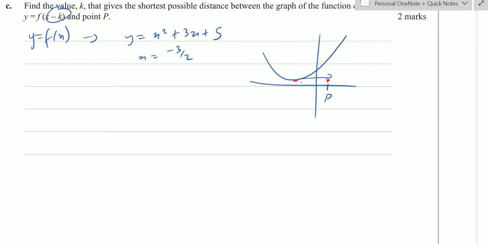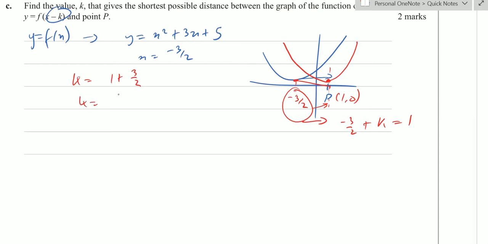So the turning point of the graph is not the closest to P yet, but we know if we translate it enough to the right that it will be the closest point to the graph. So that's why we use the x value of the turning point here. So -3 on 2. And then we just need to know how many units to translate it to the right so that the turning point is directly on top of P. So basically the point P is 1, 0. We want to make -3 on 2 equal to 1. But to do that, we have to obviously add something. The something would be k. So k is 1 plus 3 on 2. So k is 5 on 2.